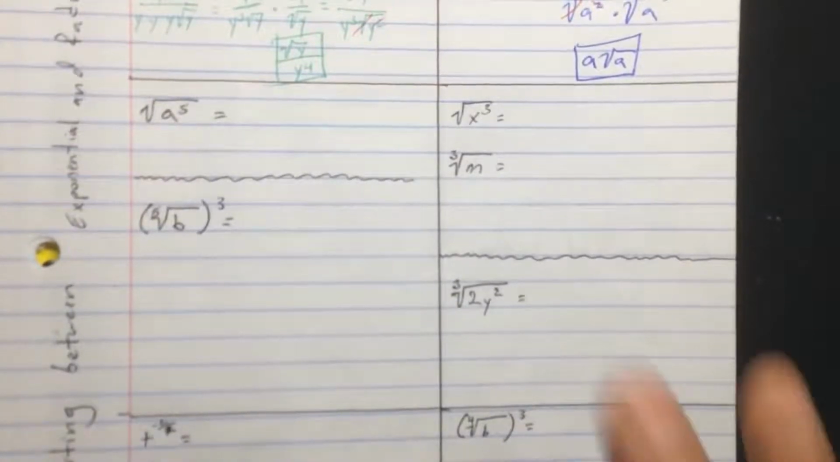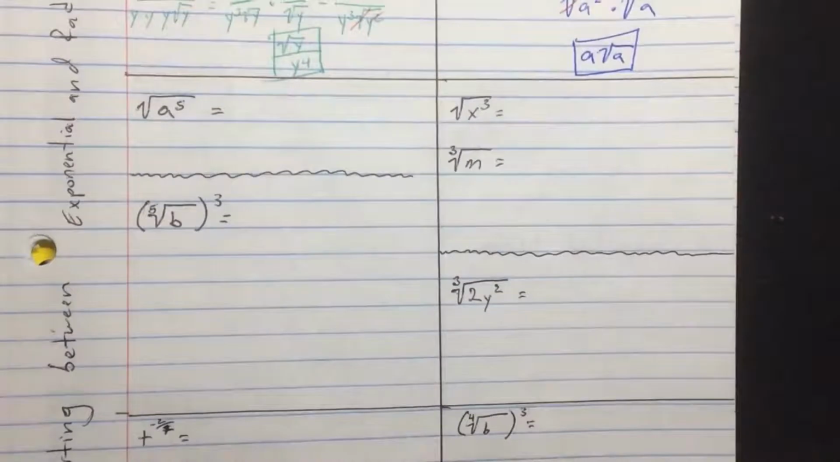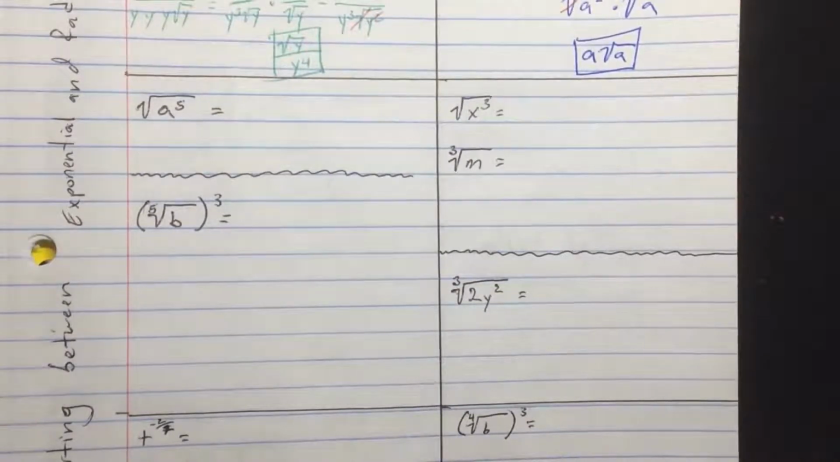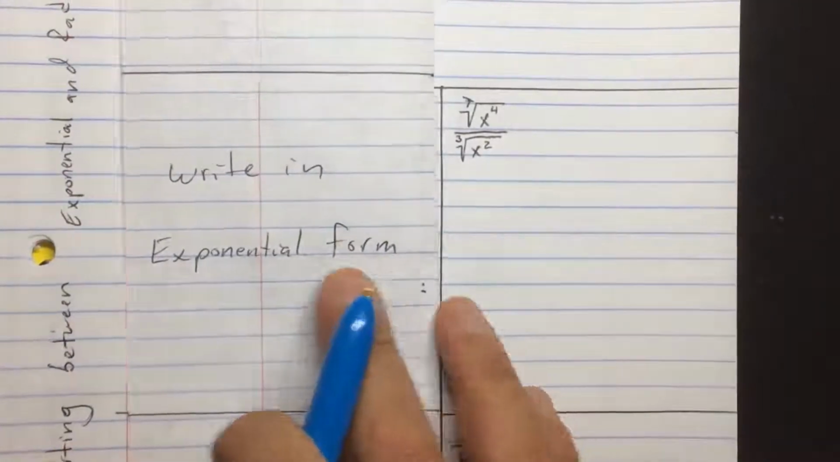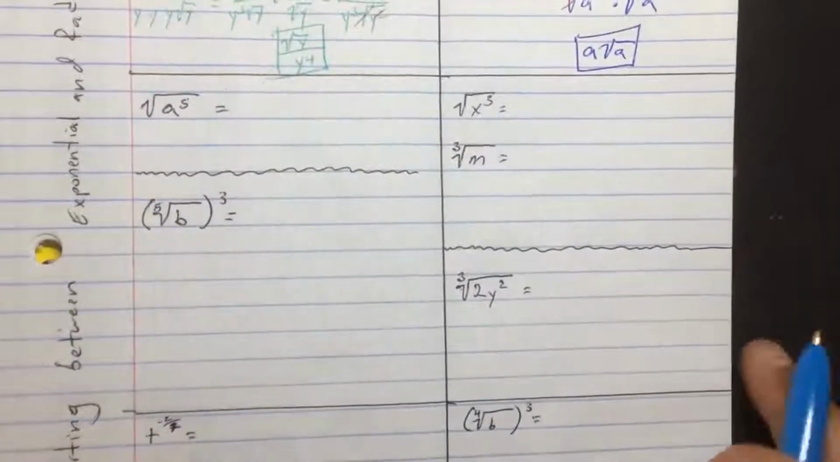This is section or foldable 2 of chapter 6.4, converting between exponential and radical functions. On the last one, we converted to radical form. Now we're actually going to convert everything to exponential form. All right, so let's go back.